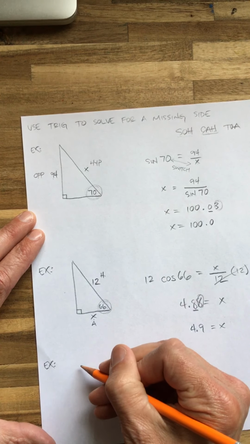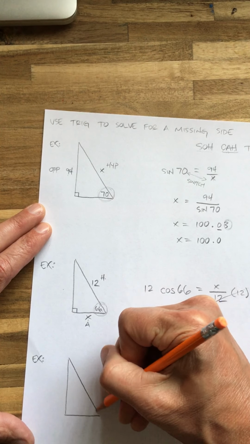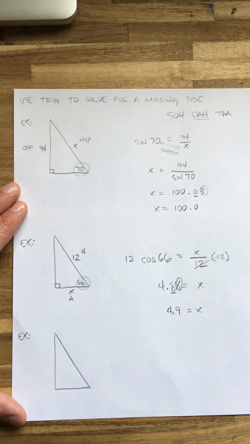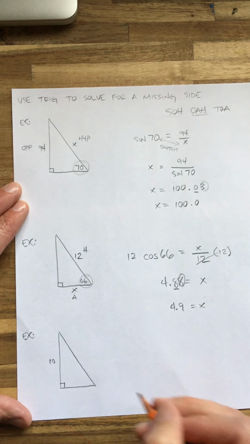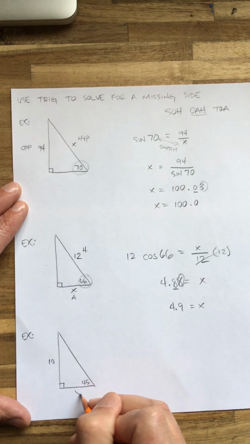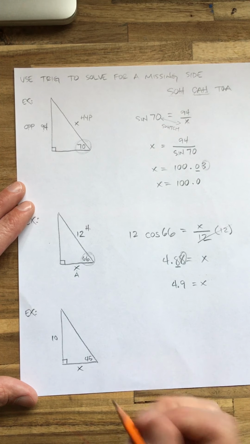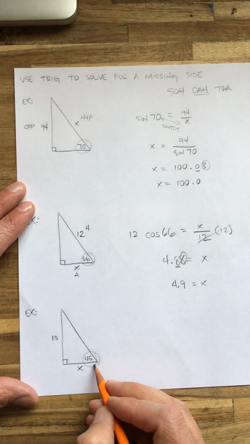I'll give you one more triangle. Again, same setup, no surprises. This side here is 10. This is my right angle. This guy here is 45, and we're going to be solving for this guy right there. So let's label this. Here's my angle.